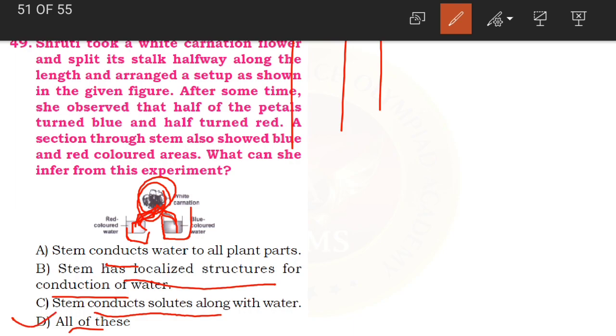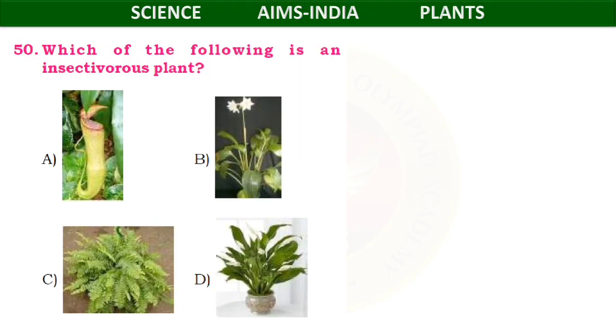Okay, D option, all of these, because the stem is going to carry the water to all the parts of the plant. Suppose there is any solvent, like the color here, mixed with the water, then even that is carried along with the water. That is solutes, which we are mixing in the water. Here we have mixed the red color and blue color, and that is also carried by the stem. So that is why all of these options are correct. D option is the right answer.